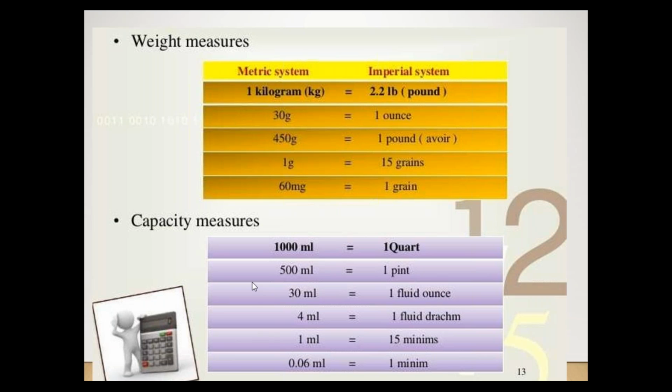In the table below, what you can see are the capacity measures in terms of volume. Here 1000 ml is 1 quart, 500 ml is 1 pint, 30 ml is 1 fluid ounce, 4 ml is 1 fluid dram, 1 ml is 15 minims, and 0.06 ml is 1 minim. Clear? The conversion table. So please memorize this table also.